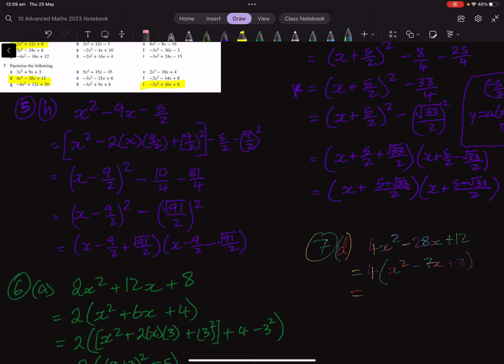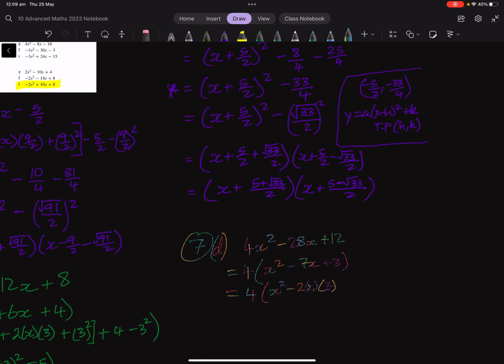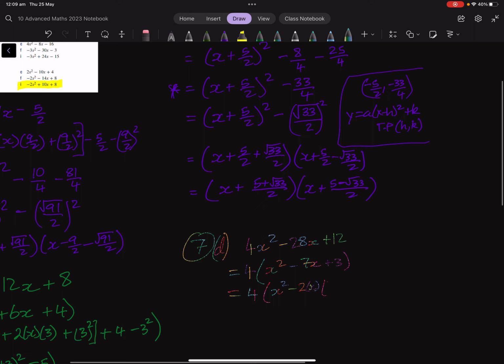Well, I can't find factors of 3 that add to negative 7, so I'm going to go for completing the square again. So I want to write it in the form of a perfect square, x squared minus 2 times x times 7 over 2. Minus 2 times x times 7 over 2. When I multiply those out, that's still going to equal 7x. That's right. I need to complete the square by adding 7 over 2 squared.